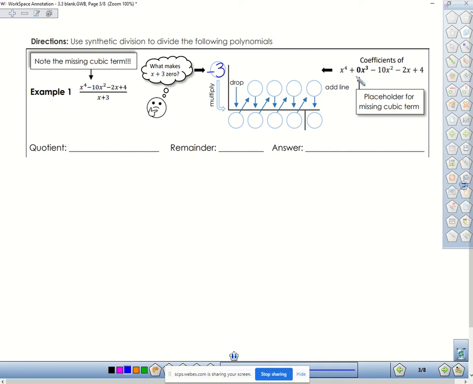All right, so then you're going to use the coefficients of your polynomial to do synthetic division. So you're going to write the coefficients of them right up here. So what's the coefficient of x to the 4th power in this case? 1. That's what you're going to write right here. What's the coefficient of the x cubed? 0. What's the coefficient of the x squared? Negative 10. What's the coefficient of the x?